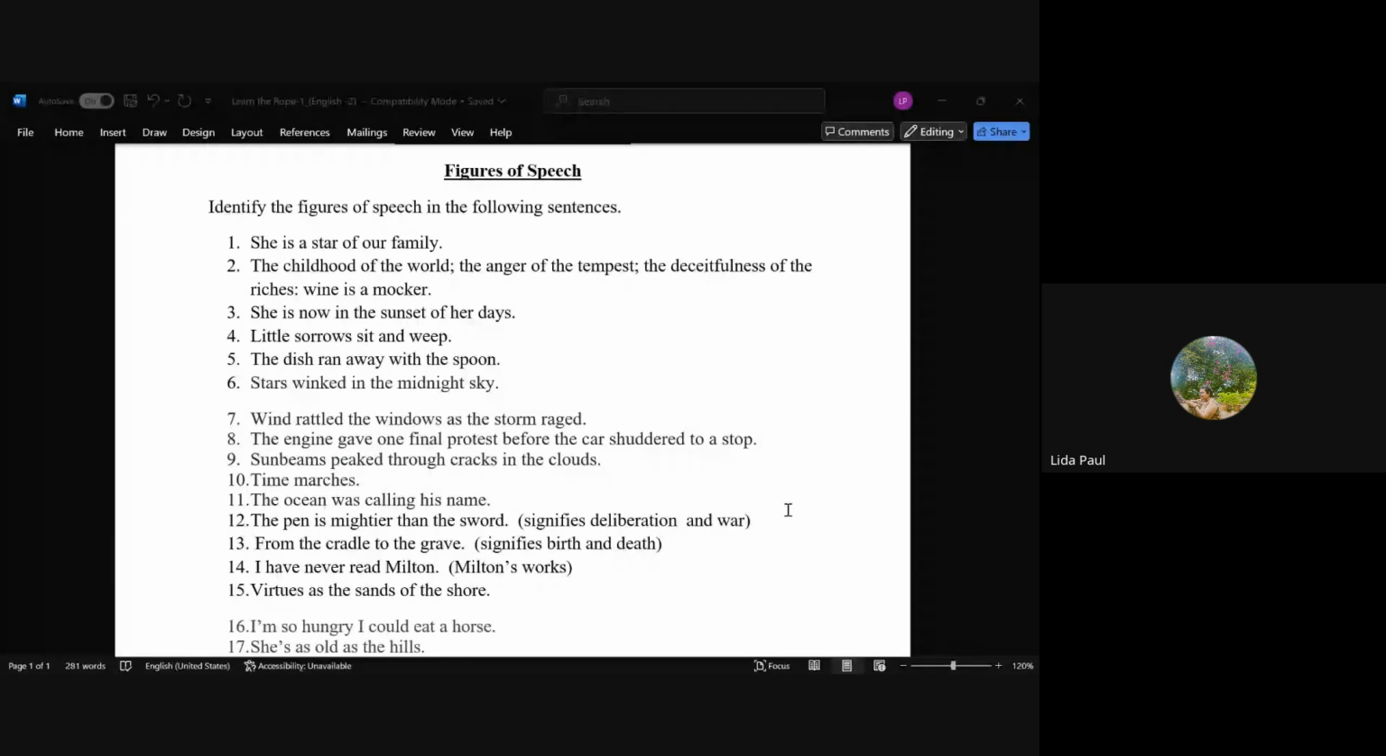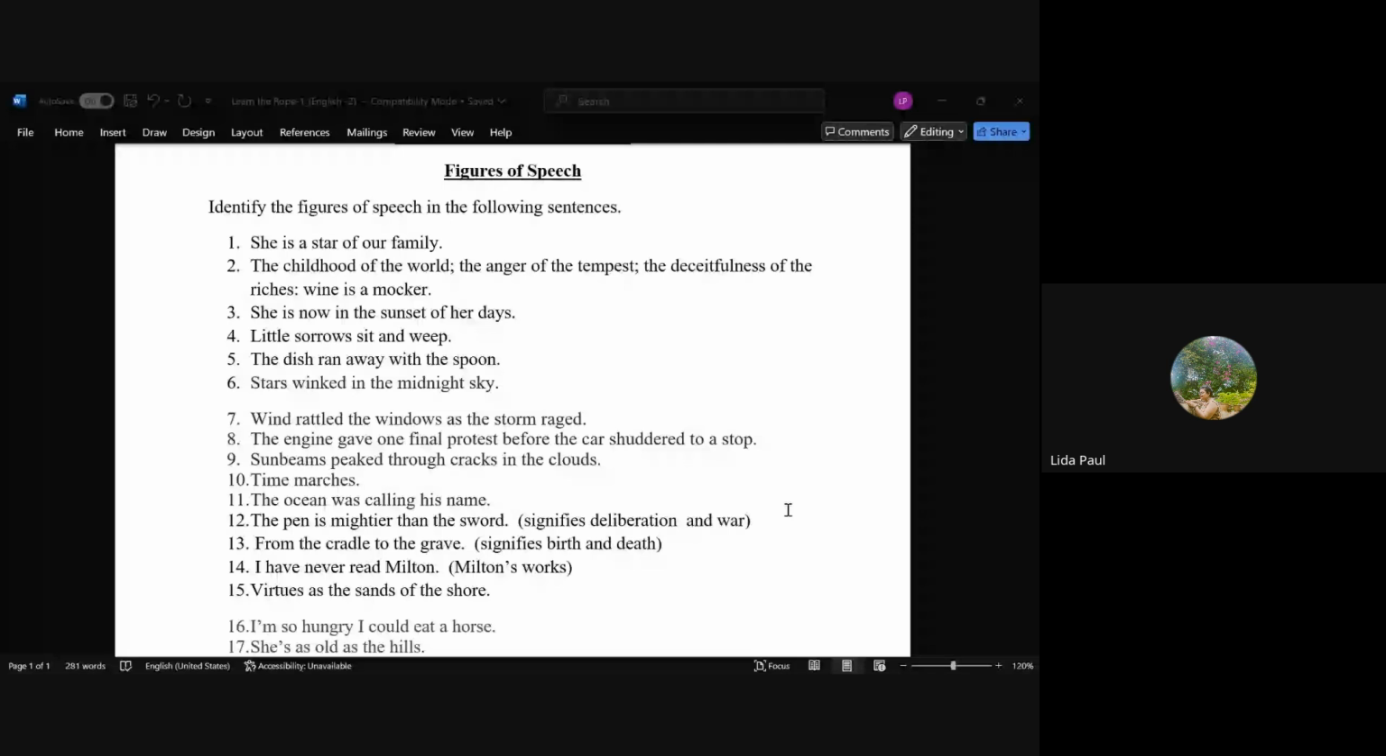Then comes the 13th one, from the cradle to the grave. So what do you think this one is? From the cradle to the grave, the 13th one. Signifies birth and death. Yeah, same as the previous one, right? This is also a case where there's direct substitution. So cradle substituting for birth and grave substituting for death. Direct substitution is a case of metonymy.